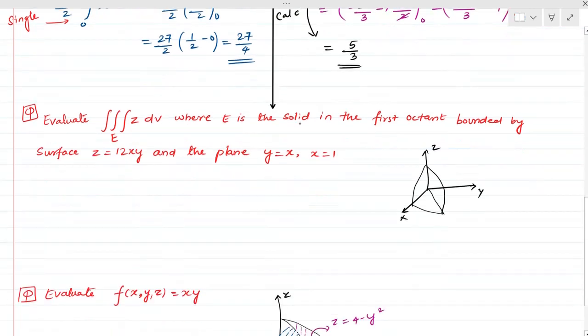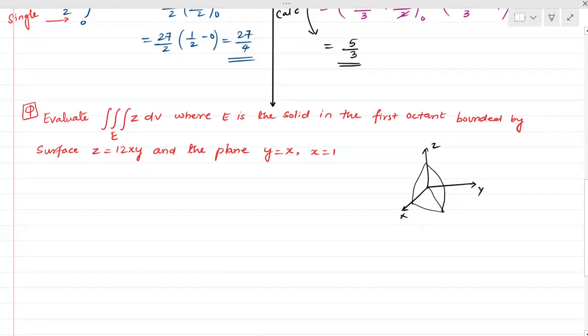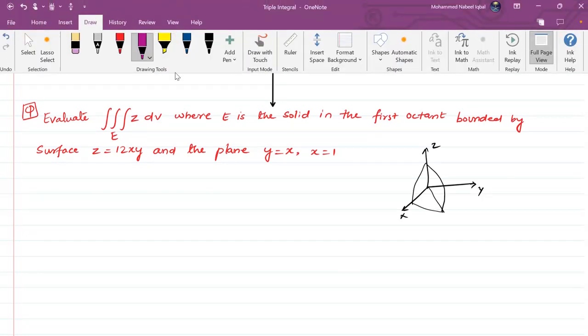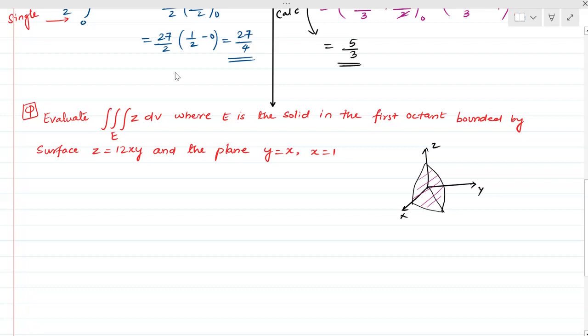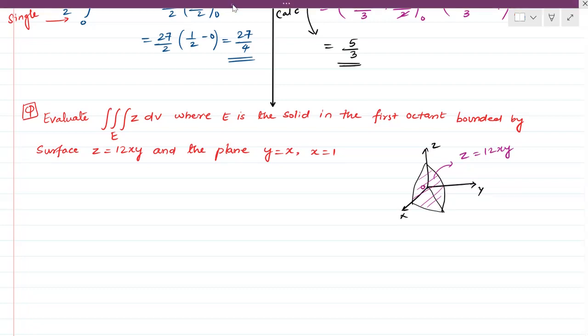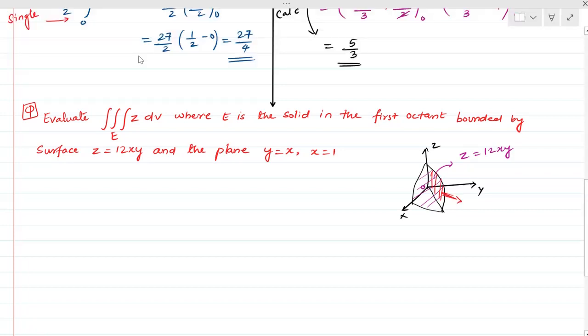Now, how will you find the limits here? The first thing is to calculate the limits. This is the surface, which is given as z equals 12xy. Now the next one: what is the y value? The y value ranges from 0 to this face, which is the y equals x plane.